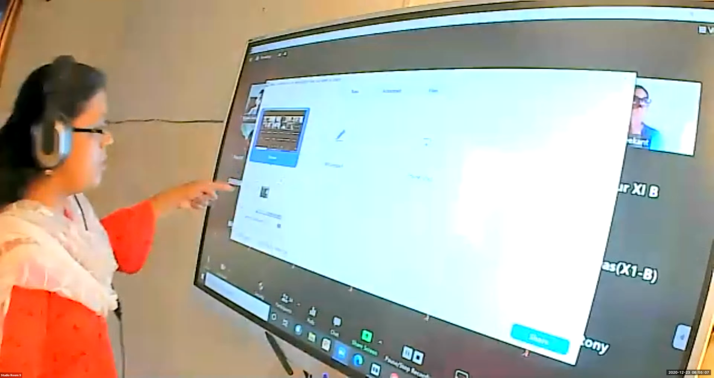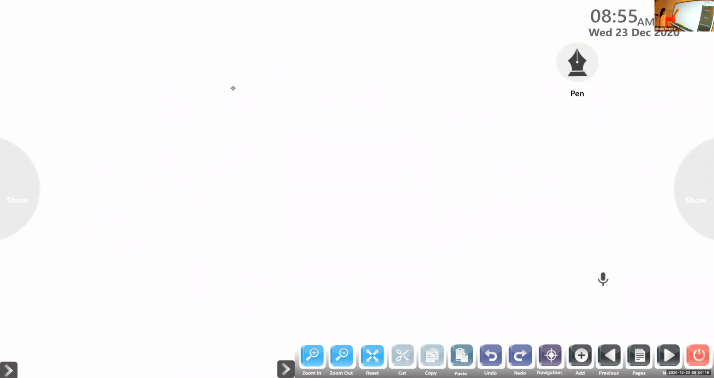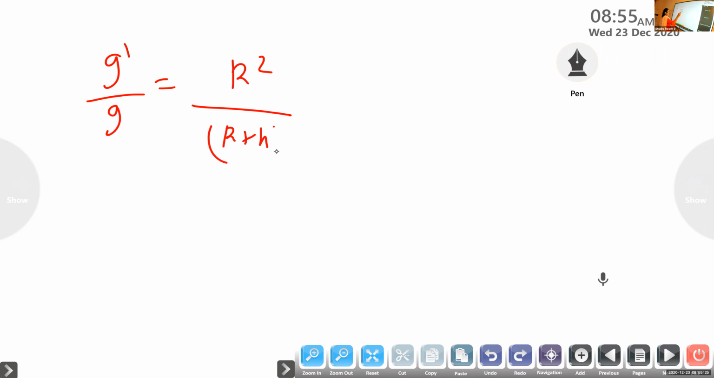Okay, did you complete, children? Can I change the slide? So now what is remaining? It's a fraction upon a fraction, so R squared goes up. So in the next line you can write: therefore, g dash by g is equal to R squared divided by R plus h whole square.